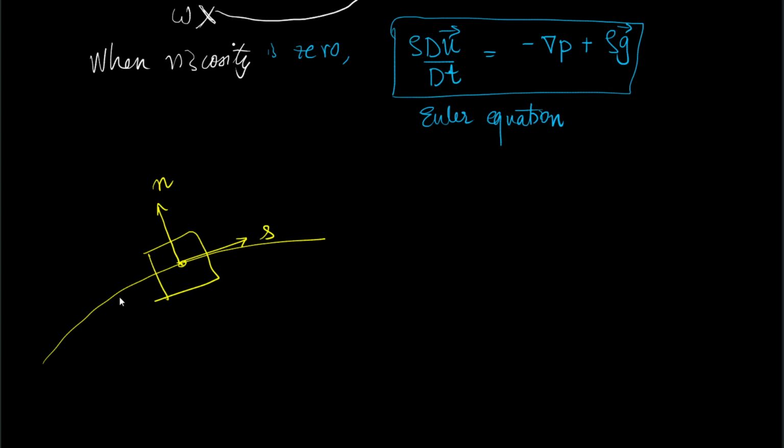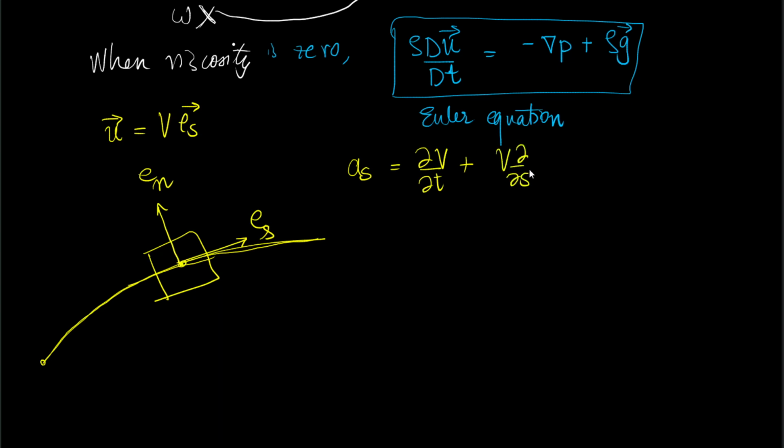So we know that the fluid element will move along the streamline. So the velocity is always going to be along the direction eS as opposed to the direction eN. But the acceleration will have both components. So the acceleration in the S direction will be del V del t, where V is the magnitude of velocity in the eS direction. So the velocity vector for this kind of flow is simply V eS. So it will be del V del t plus V del V del s.